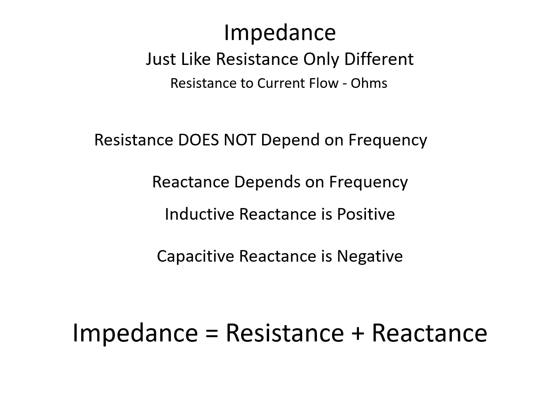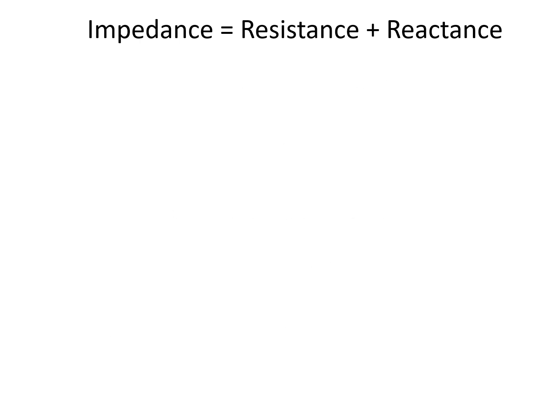Now at DC, the impedance and the resistance are the same because there is no reactance. And then also at resonance, the impedance and the resistance are the same because there's no reactance there, because they both cancel out.